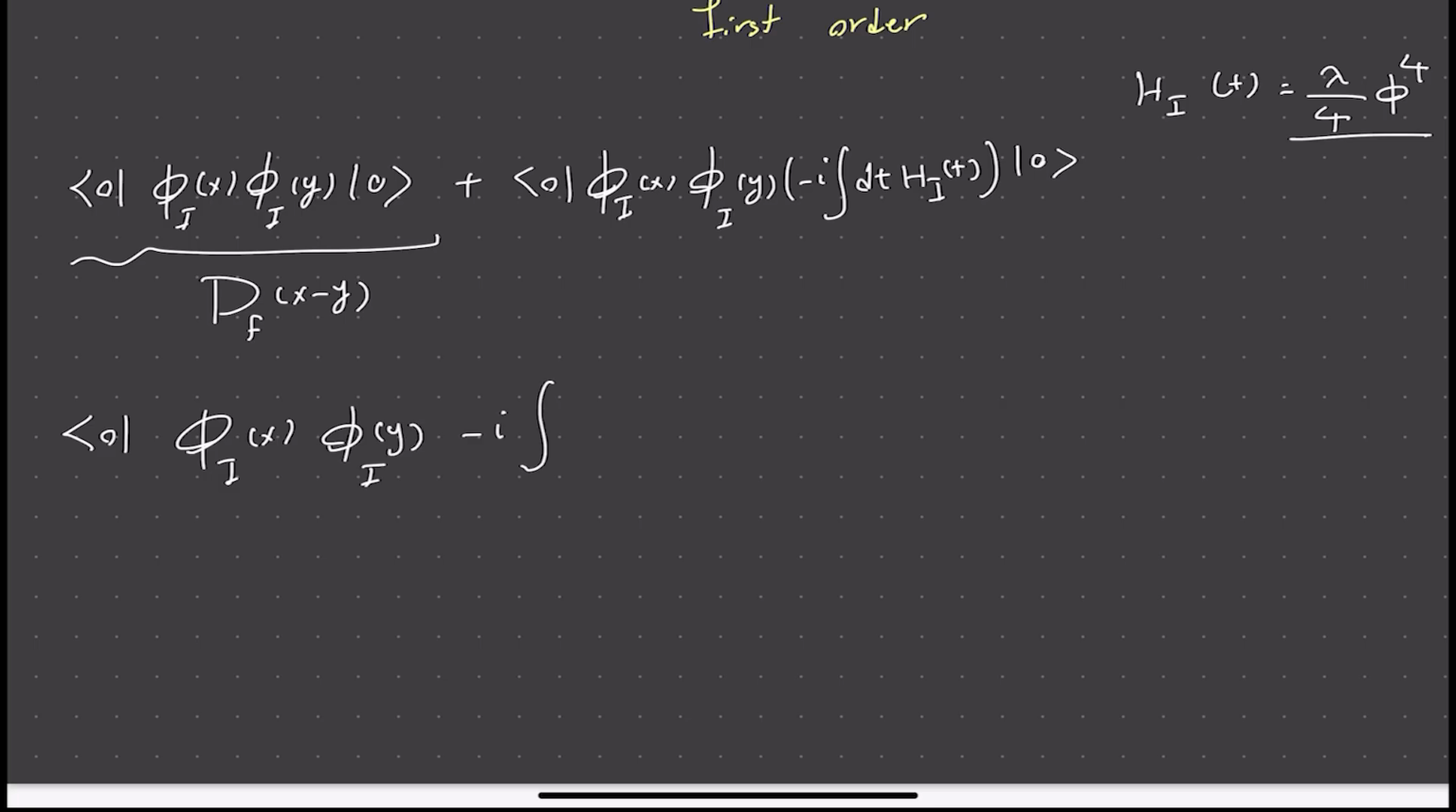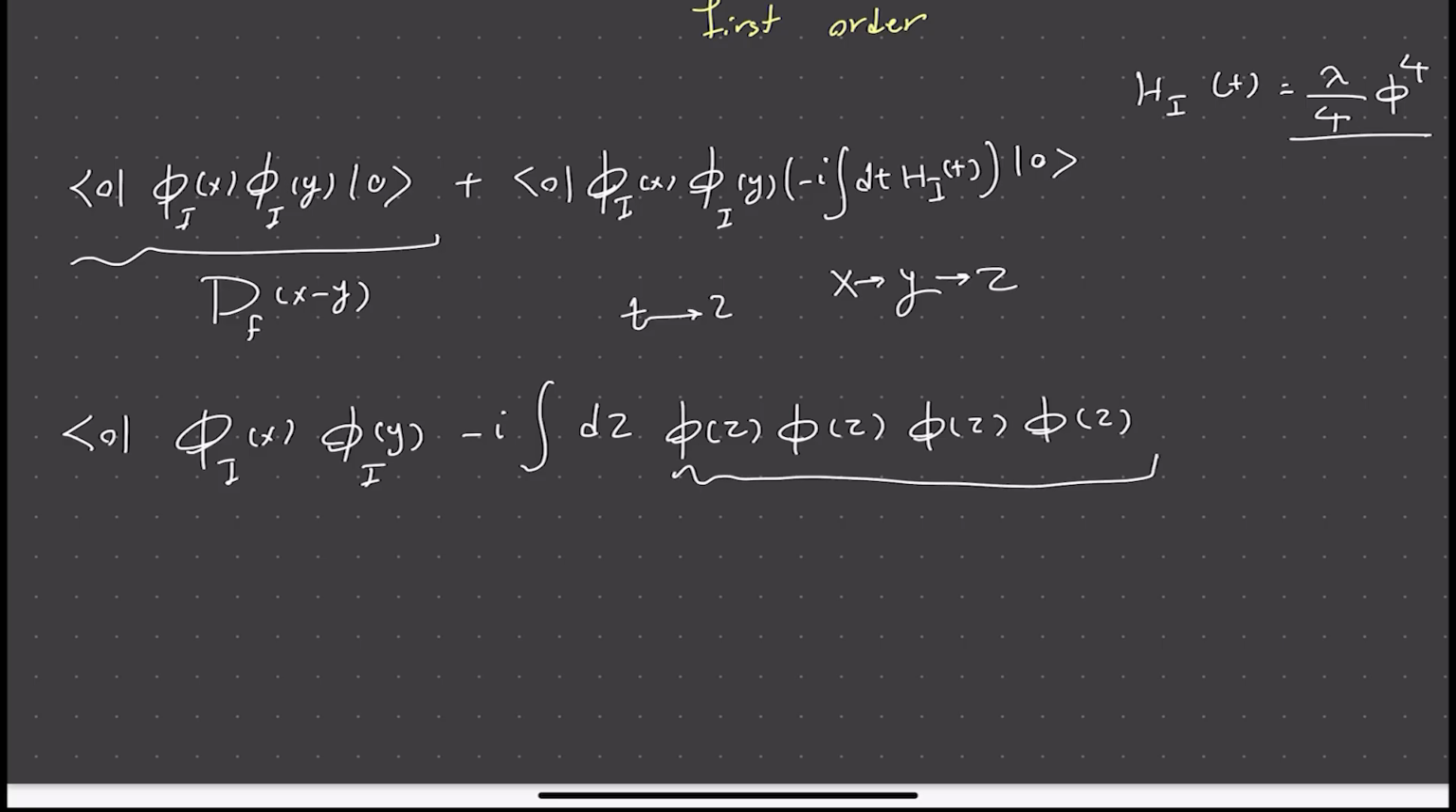Minus I dt. Maybe now instead of t, I'm going to use z, dz. That's a different variable, but I'm going to replace t with z because we have x, y, and the next one that comes after that is z. So we're going to have dz phi of z, phi of z, phi of z, phi of z. I open it up because I want to use Wick's theorem here. I'm going to put all of it in there.